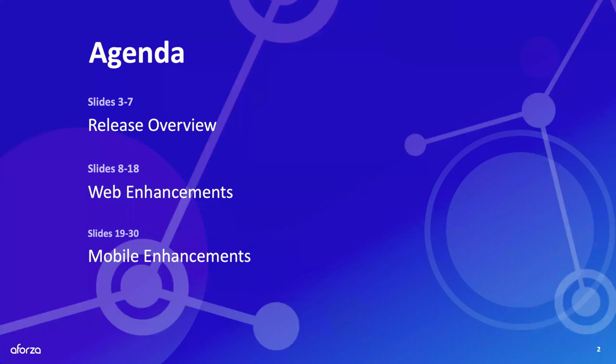So we're going to go through an overview of the release, and then we're going to take a look at the web enhancements followed by the mobile enhancements. One thing I do have to say before we start is, because this is a functional overview, we're not going into licensing or anything like that. So if you see a new feature and you have a question whether you, as a customer or a partner representing a customer, can use that new feature, then we recommend reaching out to your account executive and they'll be able to tell you.